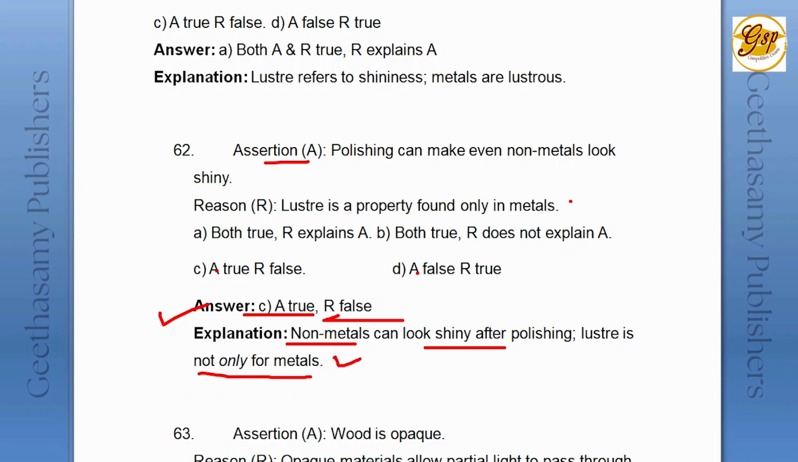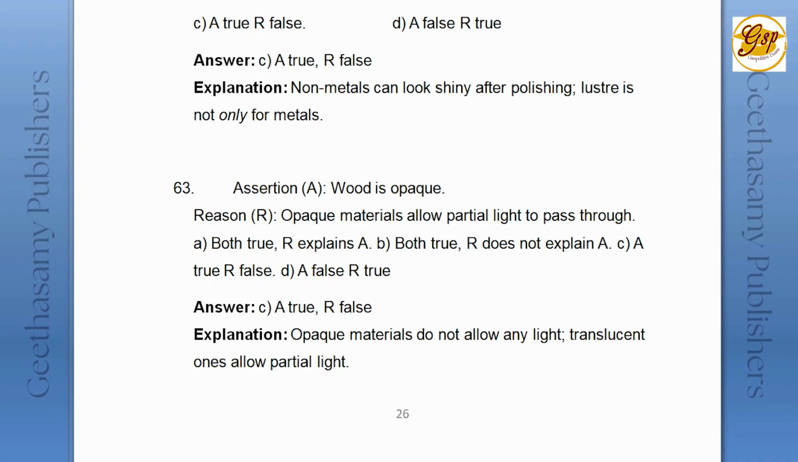Fine. Then 63rd question. Assertion: Wood is opaque. Reason: Opaque materials allow partial light to pass through. Both are true and R explains A. Both are true and R does not explain A. A is true, R is false. A is false, R is true. The answer is A true, R false. Opaque materials do not allow light to pass. Translucent materials only allow partial light. You have to remember this.